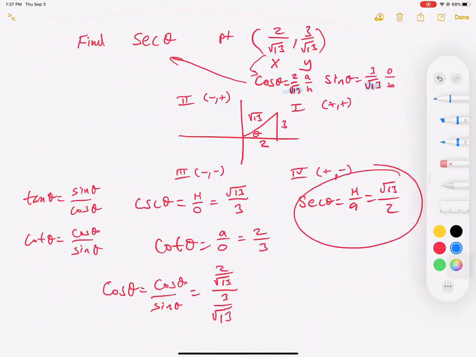In algebra 2, you realize you don't like dividing fractions over fractions. So you can multiply by the reciprocal. This is really 2 over square root of 13 times square root of 13 over 3. See, that's the reciprocal. You flipped it around. The square roots of 13s divide out completely. And we're left with 2 over 3.